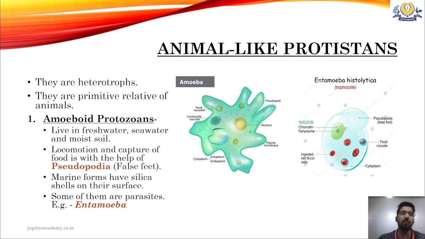These live in fresh water, sea water, or moist soil. Marine forms, however, have silica-like shells which cover the amoeboid-like structure. Examples are Entamoeba, your normal amoeba, and so on. They are mostly parasites. One important question related to Entamoeba is that the infective stage of Entamoeba histolytica is a four nucleoid stage.